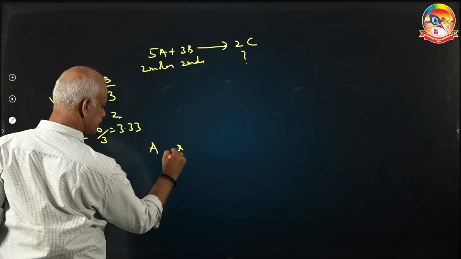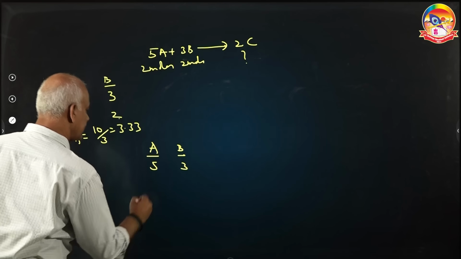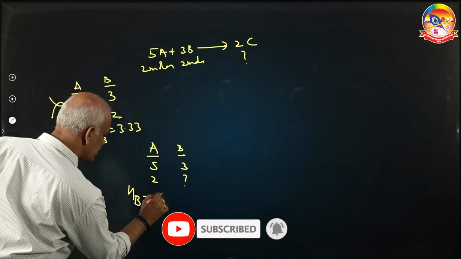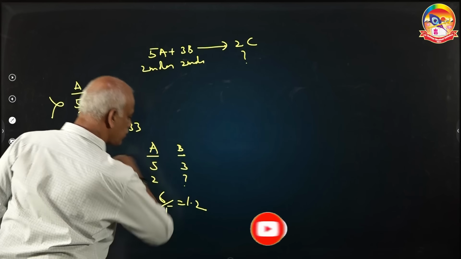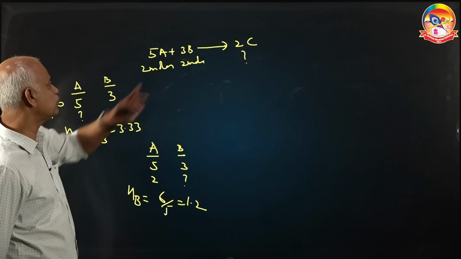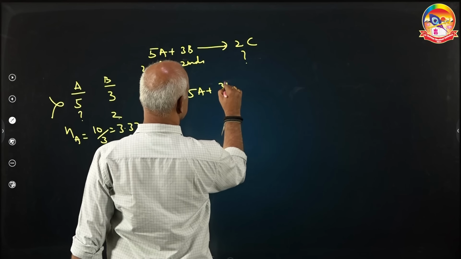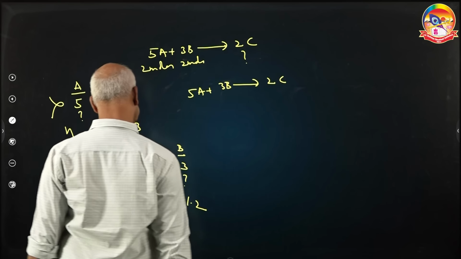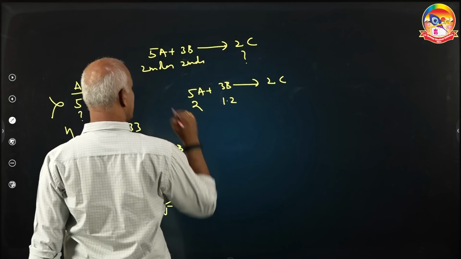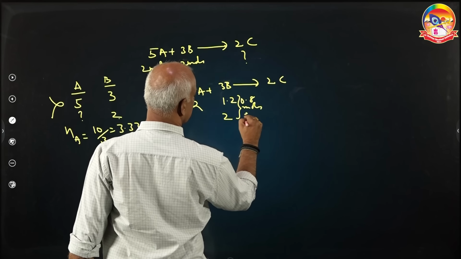A, B, 5, 3. Suppose you take 2 moles of A, then how much B? The number of moles of B will be 6 by 5, 1.2. For 2 moles of A to react, we require only 1.2, and we have 2 moles of it. Yes, this is the correct way. So 5A, 3B, 2C: 2 will react with 1.2, but we have 2 moles, so 0.8 moles is in excess.